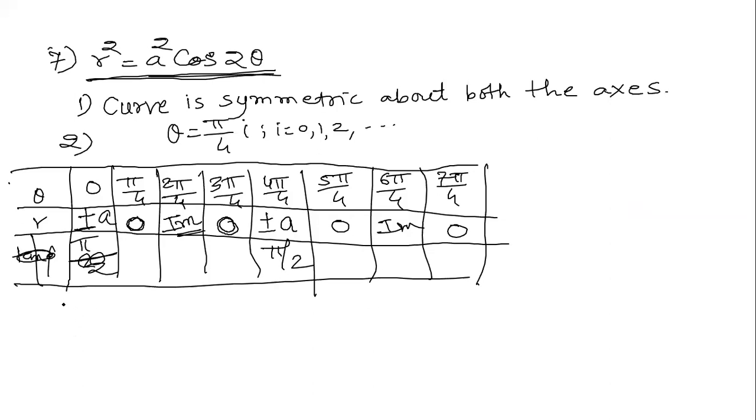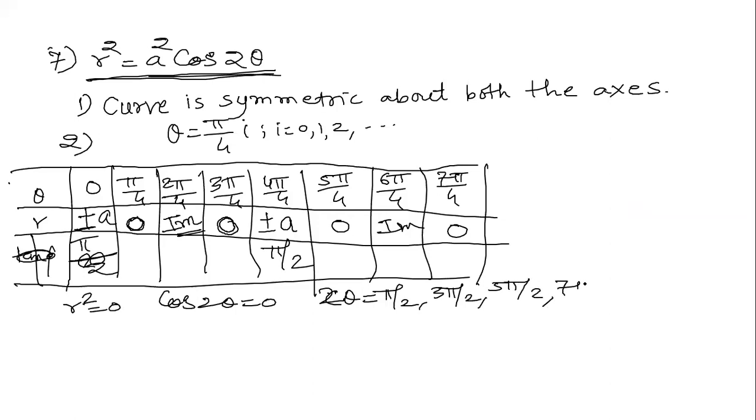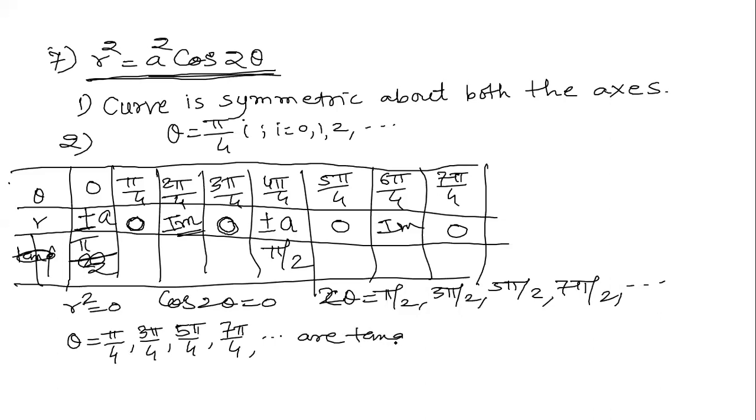After that, r square will be equal to 0 when cos 2 theta is equal to 0, that is, 2 theta must be equal to pi by 2, 3 pi by 2, then 5 pi by 2, 7 pi by 2 as such. So theta equal to pi by 4, 3 pi by 4, 5 pi by 4, and 7 pi by 4, and so on, are tangents at the pole or origin.